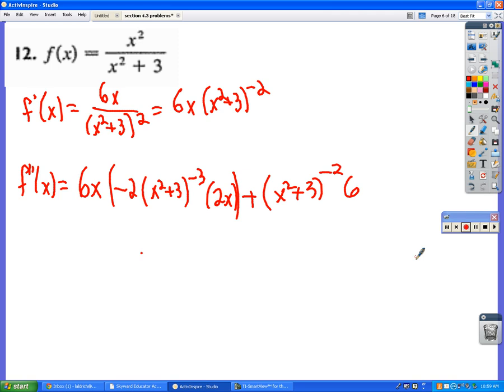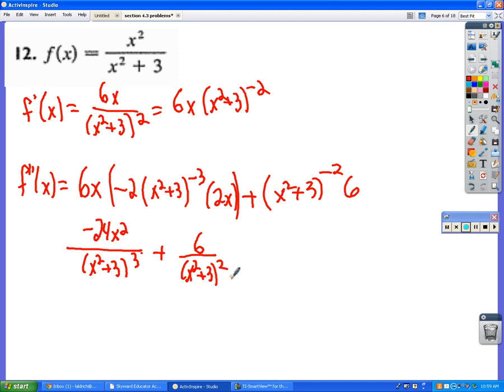But we have some simplifying to do here now. So 6x times negative 2 times 2x. I'm multiplying all the things together that don't have a negative exponent. So that gives me negative 24x squared over (x squared plus 3) to the third. Plus 6 over (x squared plus 3) squared.